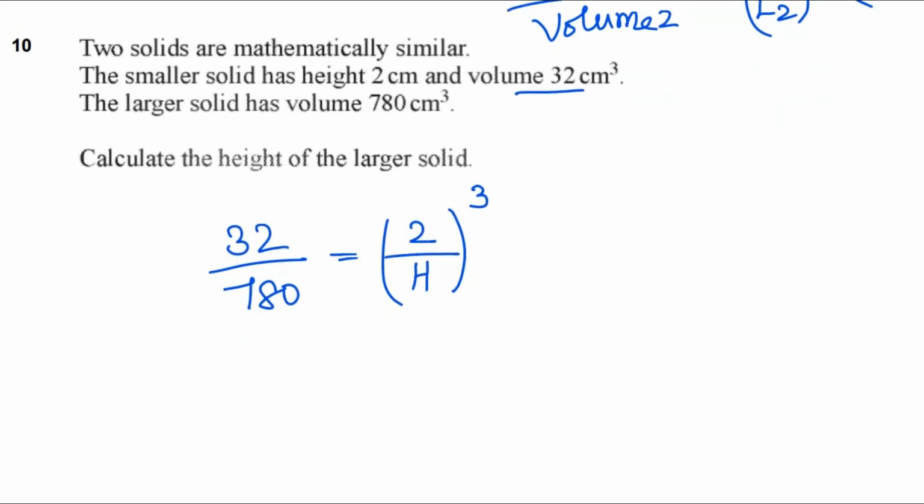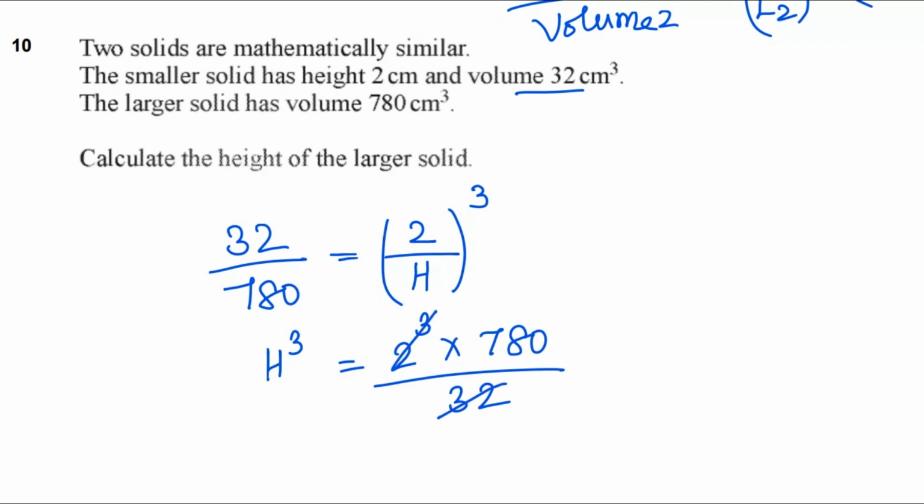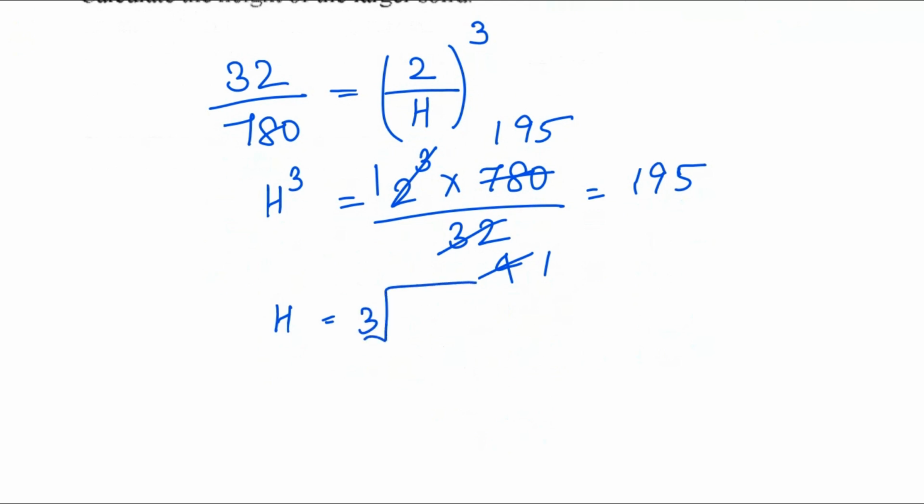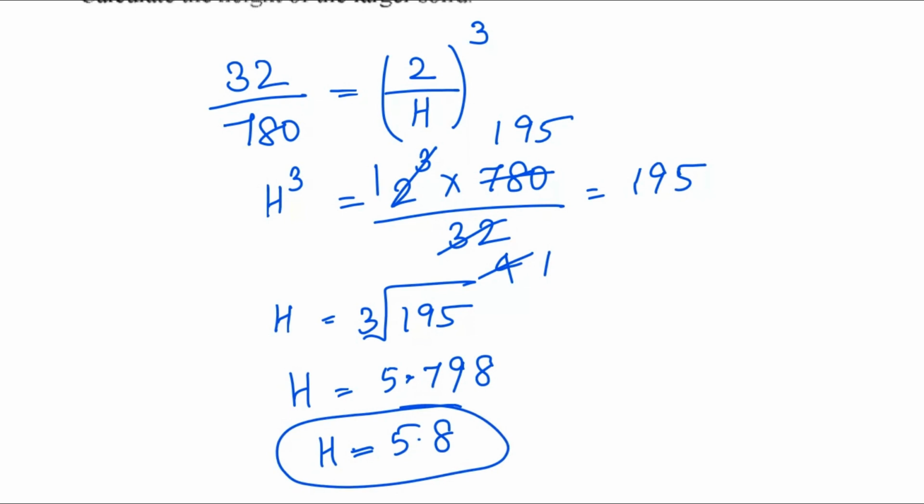Now make H the subject, so H cube will be equal to 2 cube multiplied by 780 divided by 32. 2 cube is 8. If you divide the numerator and denominator by 8, this will be 1 and this is 4. Now cancel these two numbers with 4, so you get 195. So H cube is 195. What is H? Cube root of 195. So H, we are getting it as 5.798. I'll round it up to one decimal place. So H is 5.8.